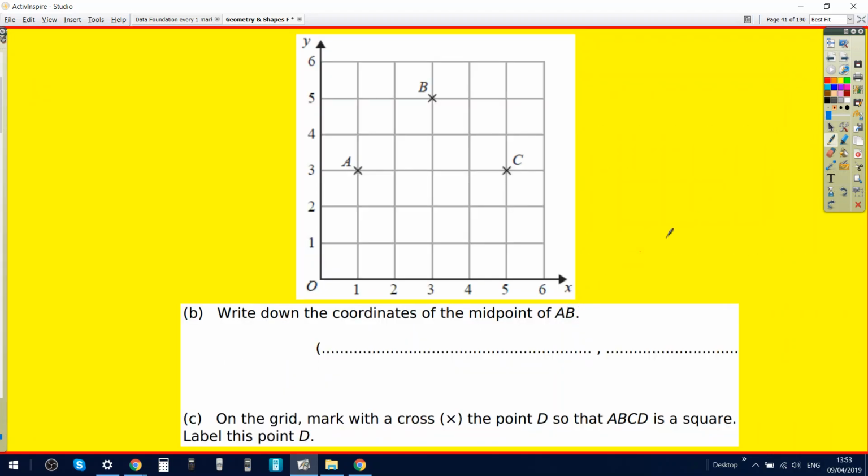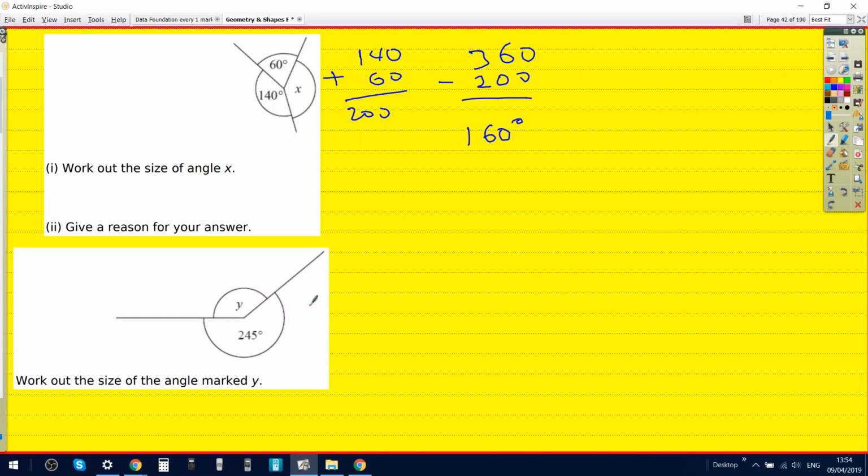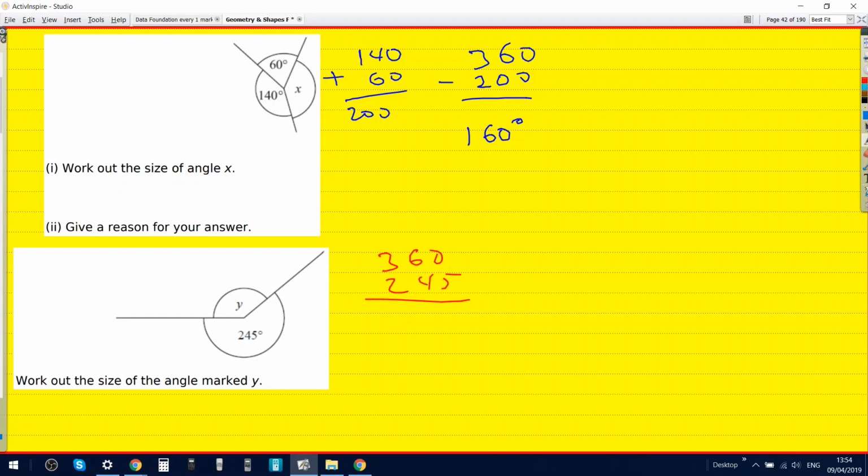What would be part B for this one? The coordinates of the midpoint of A to B. 2, 2, 4. Yeah, well done. How would you do the bottom one? Work out the size. So it'd be 360 minus 245. Yeah. You get 115.